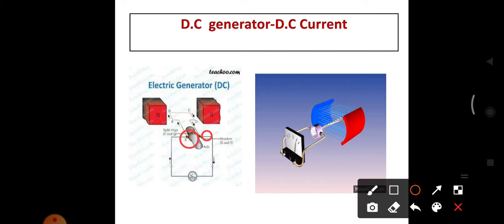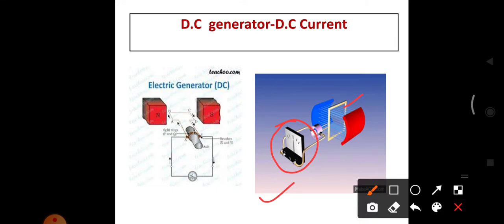Then X and Y are connected to the galvanometer, and the split rings are placed. The axle is placed between the split rings. See here, the axle is placed between the split rings P and Q. So when the coil is rotated in the magnetic field, see this animation, the galvanometer shows deflection. When the galvanometer shows deflection, we can understand that current is produced in the circuit. That means the current is produced in the coil.